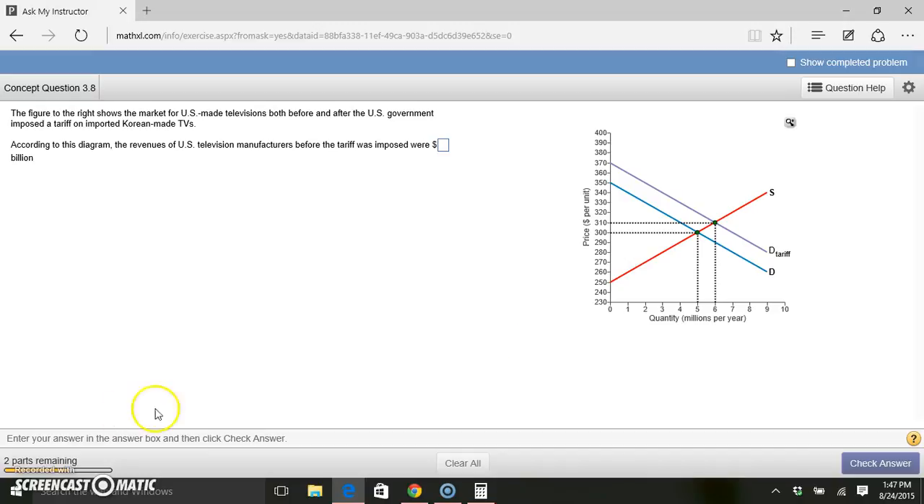So over here, you can see they show the supply line and the demand line for U.S. televisions, and they show that the demand for U.S. televisions changes after the tariff is imposed on the Korean television. And as we've done in other questions in this chapter, you probably know that the reason is that the tariff is going to decrease the supply in the market of Korean TVs.